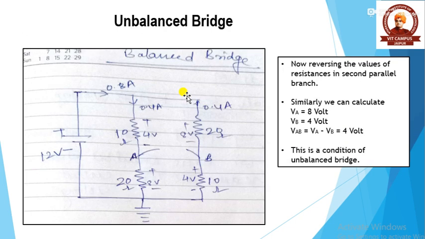Now we take another example of a circuit in which we reverse the positions of the 20 ohm and 10 ohm resistances, where VA is now 8 volt and VB is now 4 volt. If we calculate the potential difference VAB, then it is 4 volt. Now we can say that the deflection will not be zero, and the galvanometer shows some amount of current. So this circuit is an unbalanced circuit.